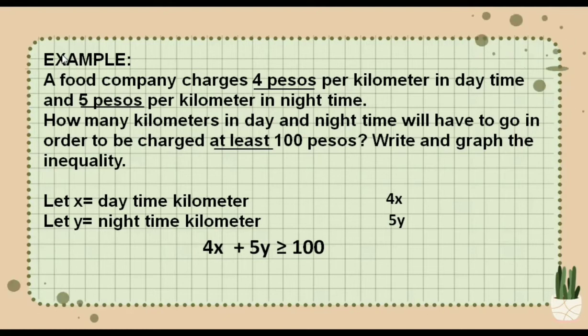And as you remember, the first step that we need to do in order to graph this inequality is to change it to a linear equation. To change it, we just need to replace the greater than or equal to symbol with an equal sign. So we will have now our linear equation 4x plus 5y equals 100.